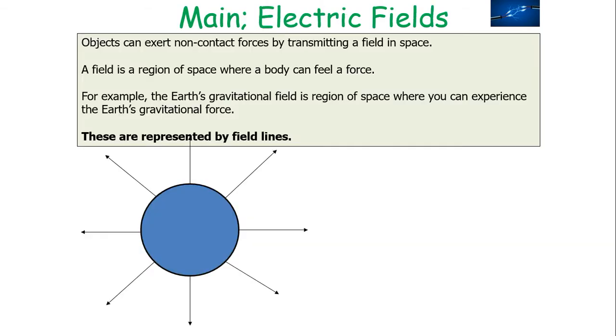All objects can exert these non-contact forces by transmitting a field in space. A field is a region of space where a body can feel a force. For example, the Earth's gravitational field is a region of space where you can experience the Earth's non-contact gravitational force. And we represent a field with field lines.